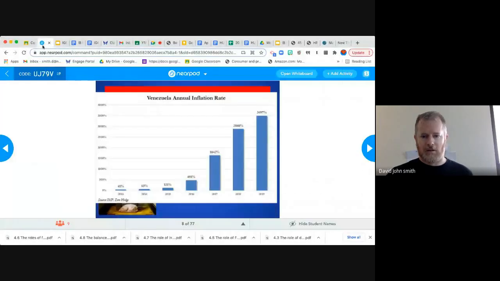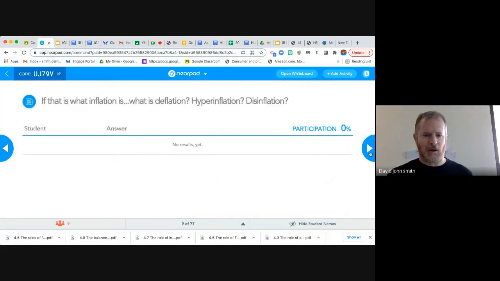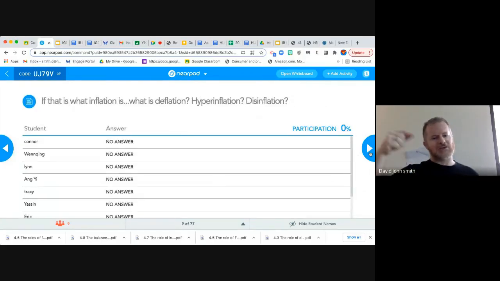So, right, next jump to the slide. Here we go. Now, inflation, as we said, was the sustained increase in the general price level. That's what we decided. Now, I want you to think. If that's what inflation is, what might deflation be? If inflation is the sustained increase in the price level, what do you think deflation would be? And once you figure that out, I've already described hyperinflation to you, but then what about disinflation?